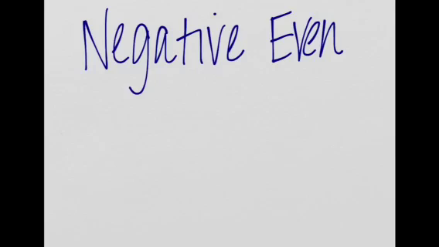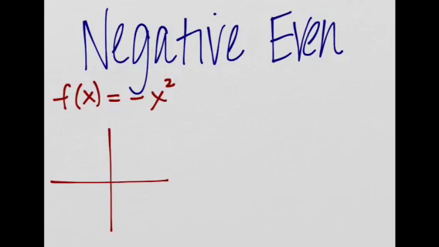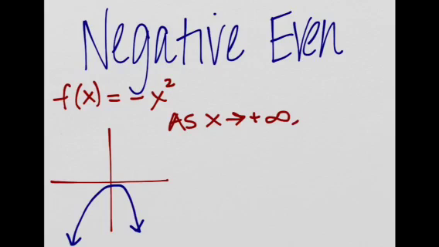If we look at the negative even function, I'm sure by now you can figure out we're going to look at f of x equals negative x squared, which has a graph that is an upside down parabola. Looking at this function, as x approaches positive infinity, what happens to the y values? What happens to our f of x? Well, on the positive infinity side, our function is pointing down. So we're going to say it approaches negative infinity.